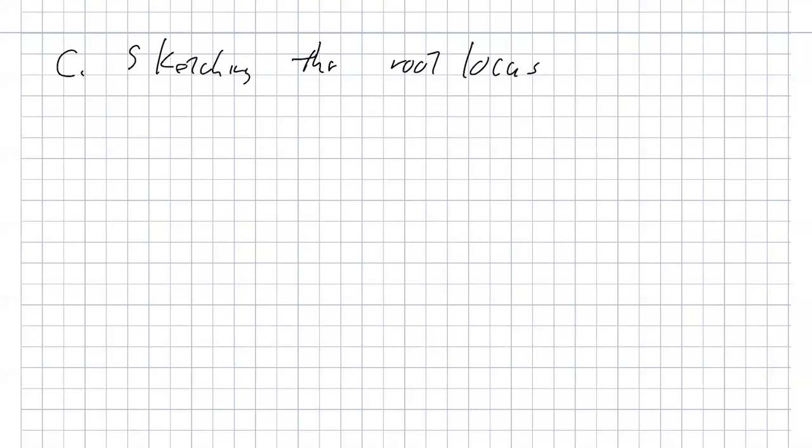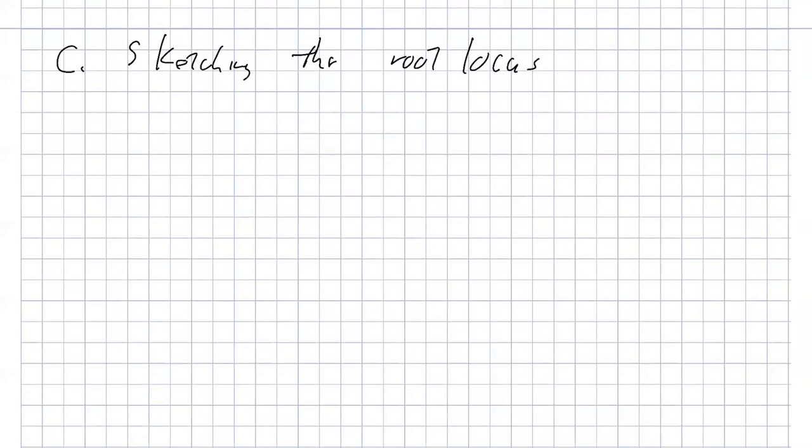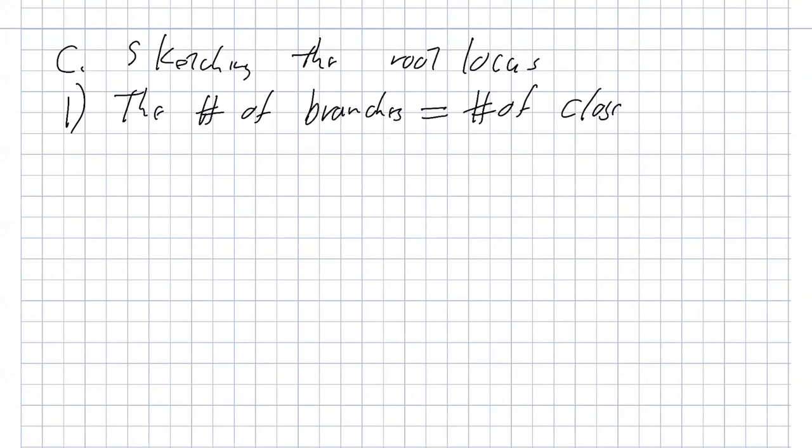So we've gone through all this math and all those types of things. Now we just want to get down to, how can I quickly sketch this? So the first thing is, the number of branches equals the number of closed loop poles.